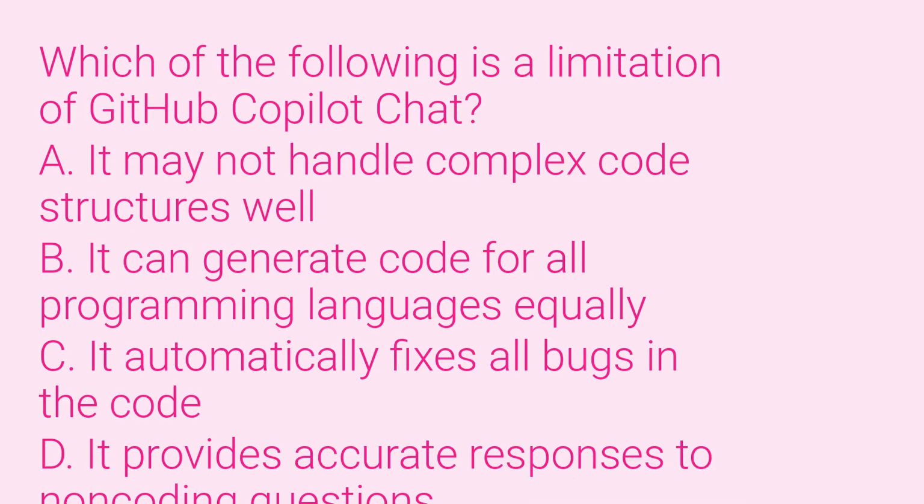Which of the following is a limitation of GitHub Copilot Chat? A. It may not handle complex code structures well. B. It can generate code for all programming languages equally. C. It automatically fixes all bugs in the code. D. It provides accurate responses to non-coding questions. Answer. A. It may not handle complex code structures well.